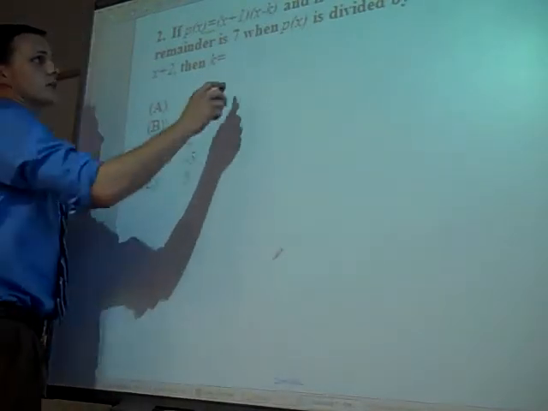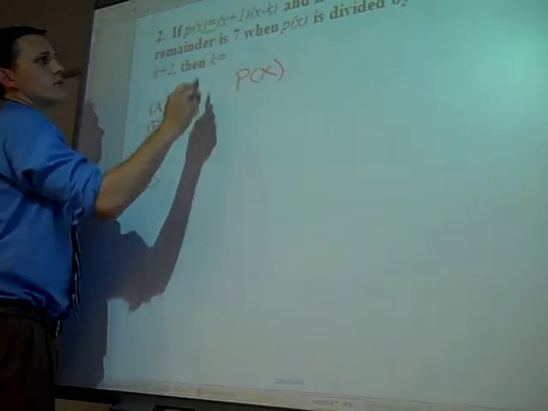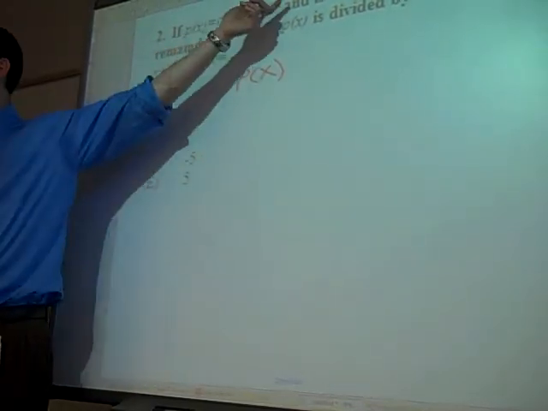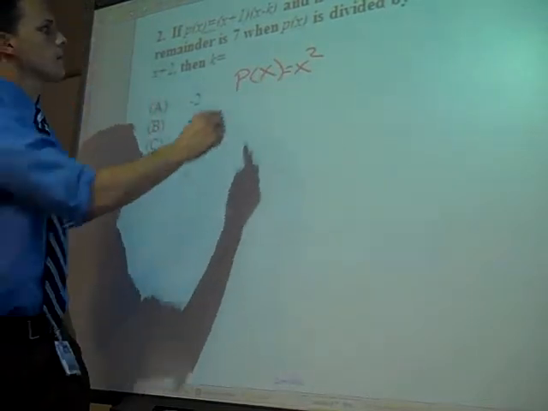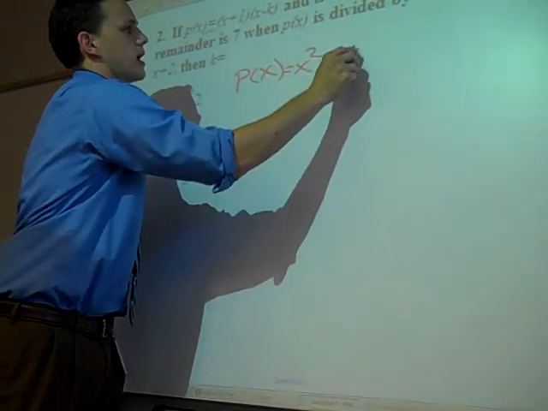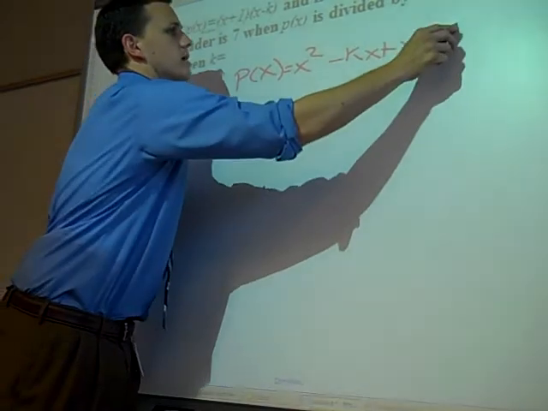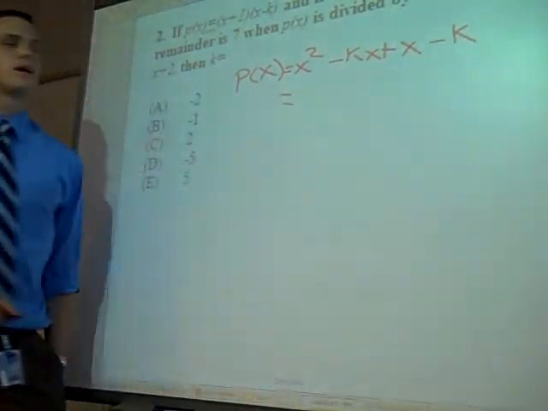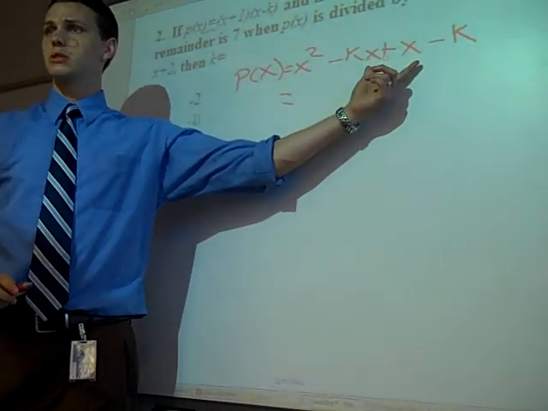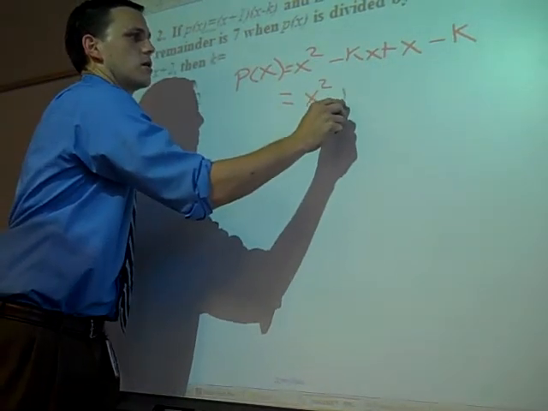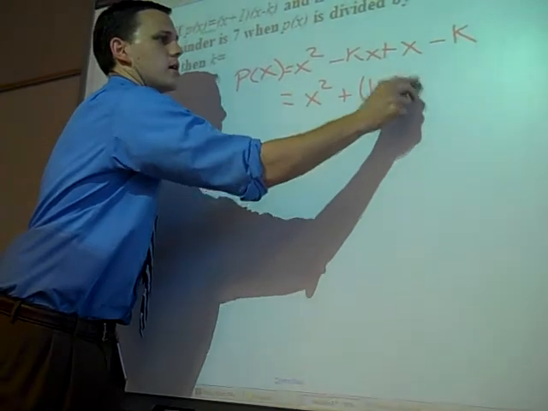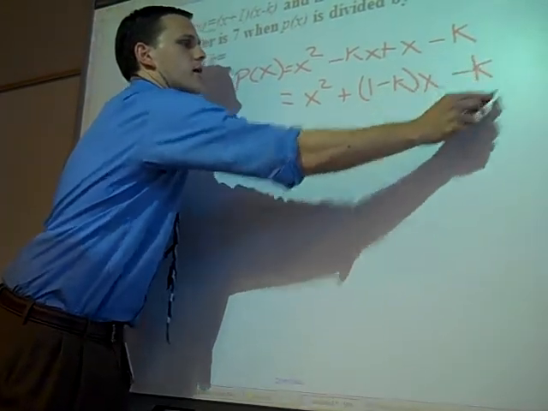The first thing is I'm going to factor out the polynomial. So x plus 1 times x minus k turns into x squared, minus kx plus x minus k. And I can take the like terms and factor out the x. So this becomes x squared plus (1 minus k)x minus k.